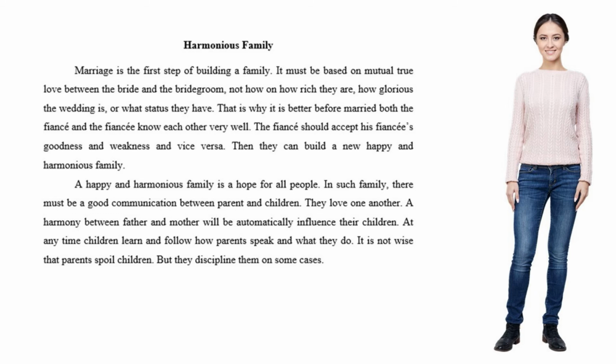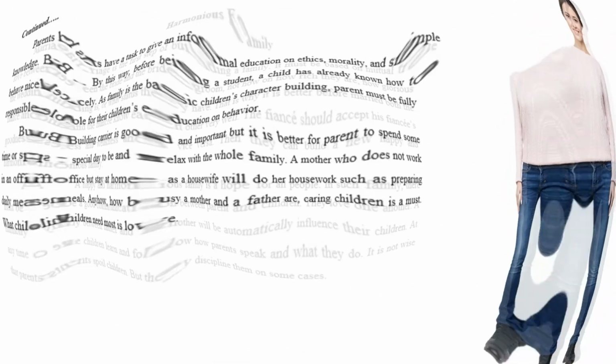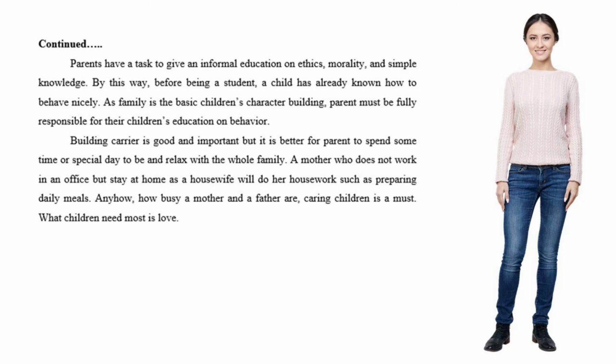A happy and harmonious family is a hope for all people. In such a family, there must be good communication between parents and children. They love one another. A harmony between father and mother will automatically influence their children. At any time, children learn and follow how parents speak and what they do. It is not wise that parents spoil children, but they discipline them in some cases. Parents have a task to give informal education on ethics, morality, and simple knowledge. By this way, before being a student, a child has already known how to behave nicely. As family is the basic of children's character building, parents must be fully responsible for their children's education on behavior.